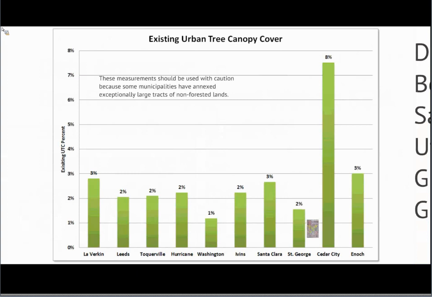So just a quick little metric here, and Ian will lead into talking about a lot more of this type of stuff. But looking at our existing urban tree canopy cover per municipality, and this graph here is done for our friends down in the southern part of the state. What you can see here is the existing percent urban tree canopy cover per municipal area, and fairly good. Cedar City has a pretty high percent, 8% of their municipal area is urban tree canopy. Washington, not so much. St. George around 2%.